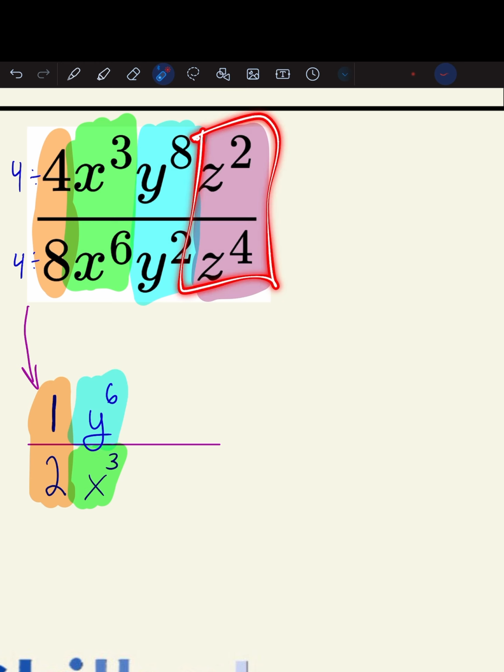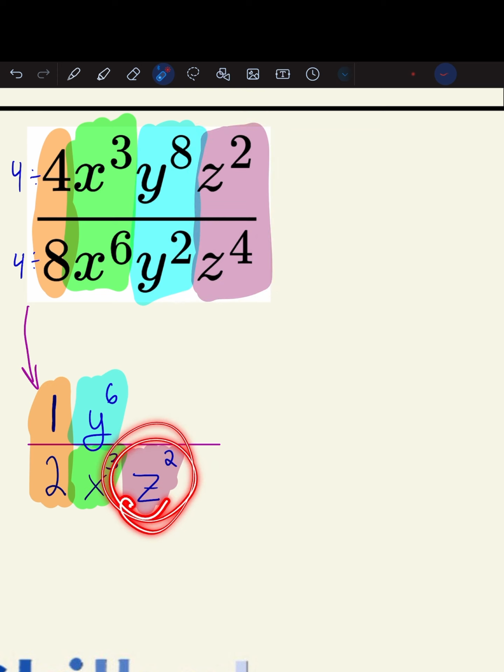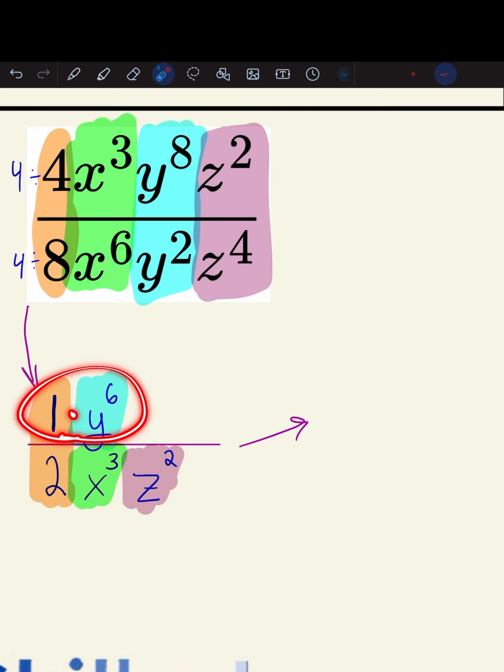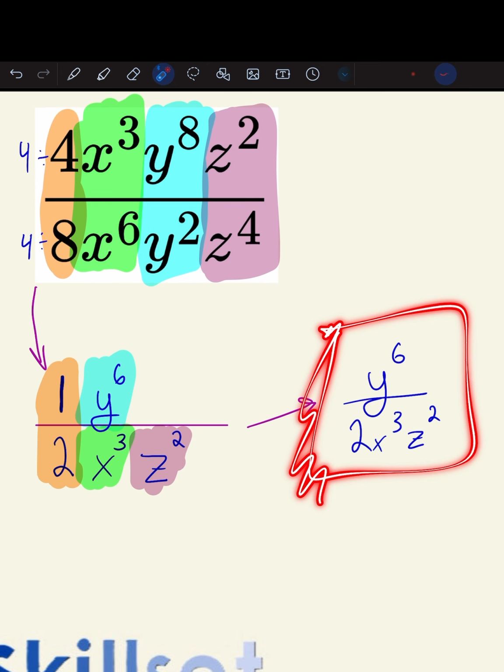And lastly, for our z's, more z's on bottom, so our z's will stay on bottom. 4 minus 2 gives us z to the 2. We can clean all this up a little bit more because 1 times y is just y to give us this as our final answer.